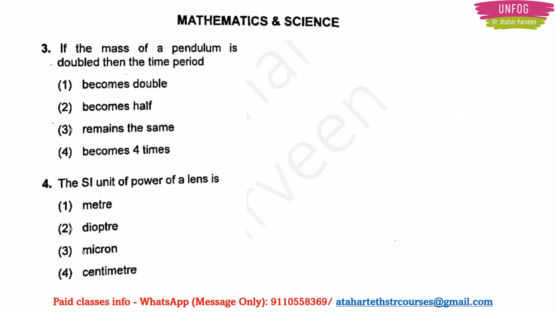Next, question number 3. If the mass of a pendulum is doubled, then the time period is. So this is a pendulum, the initial pendulum. Then the mass is doubled, 2 times. It was m, then it became 2m. Whether the time period becomes double, it becomes half, it remains the same, or it becomes 4 times.